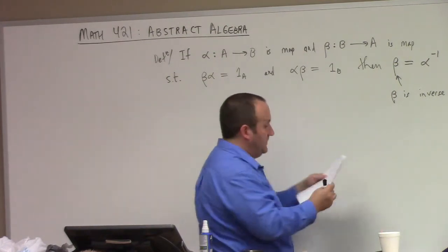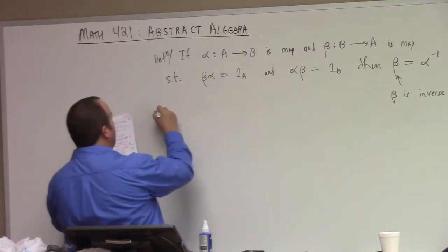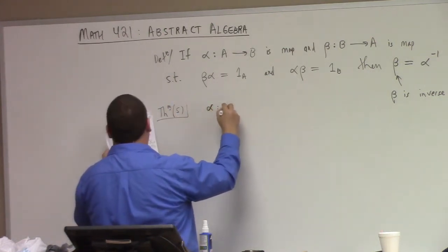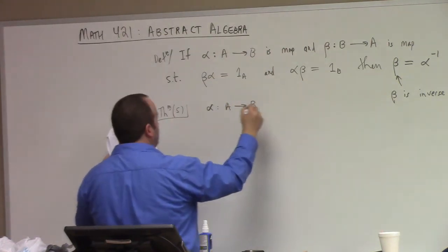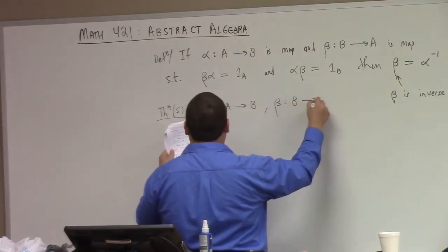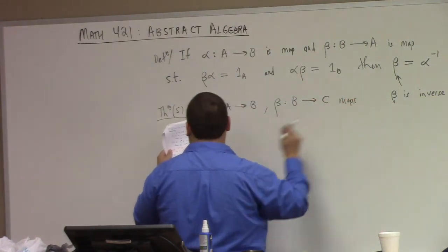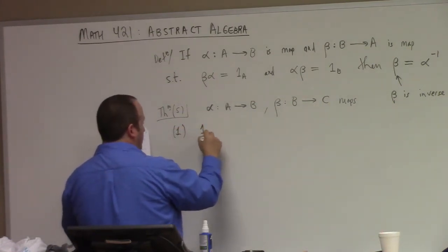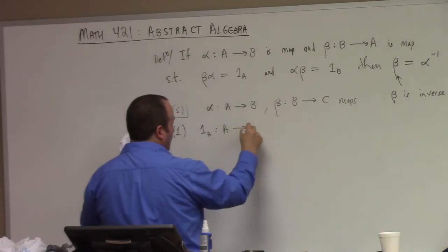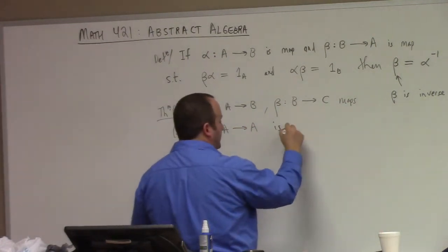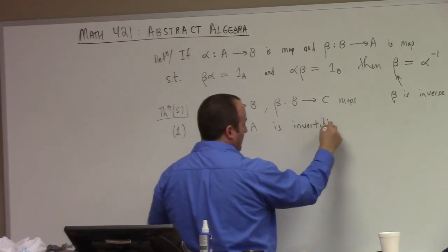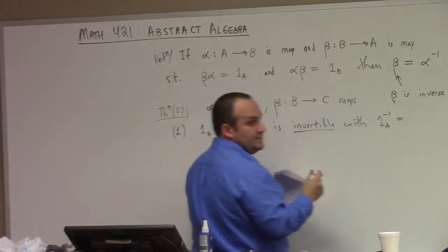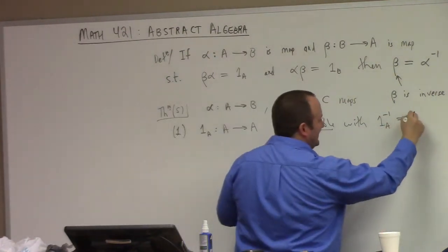This is Theorem 5. It says the following: if we have alpha from A to B, beta from B to C maps, then we have a few things. First of all, the identity map on A, 1_A, from A to A, is invertible. What's its inverse? What's 1_A inverse equal to? 1_A. All right. Mr. Thomas is on the money.